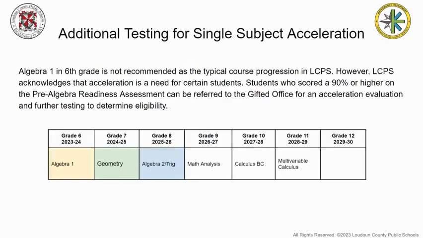Algebra 1 in 6th grade is not recommended as the typical course progression in LCPS. However, LCPS acknowledges that acceleration is a need for certain students. Students who scored a 90% or higher on the pre-algebra readiness assessment can be referred to the gifted office for an acceleration evaluation and further testing to determine eligibility.